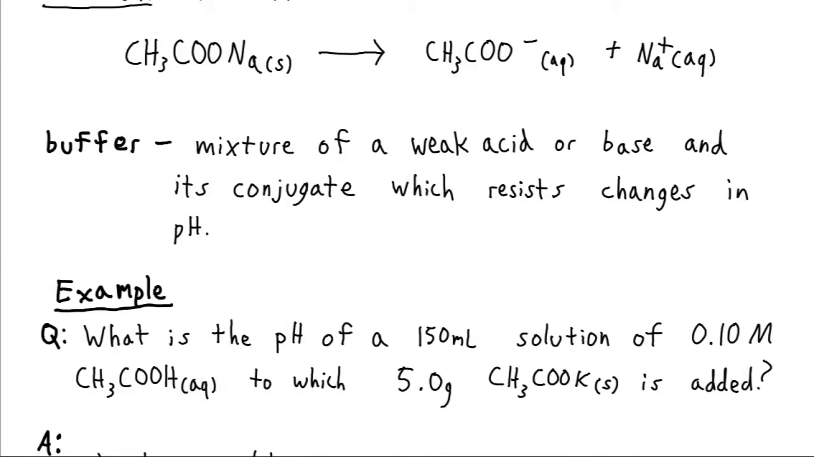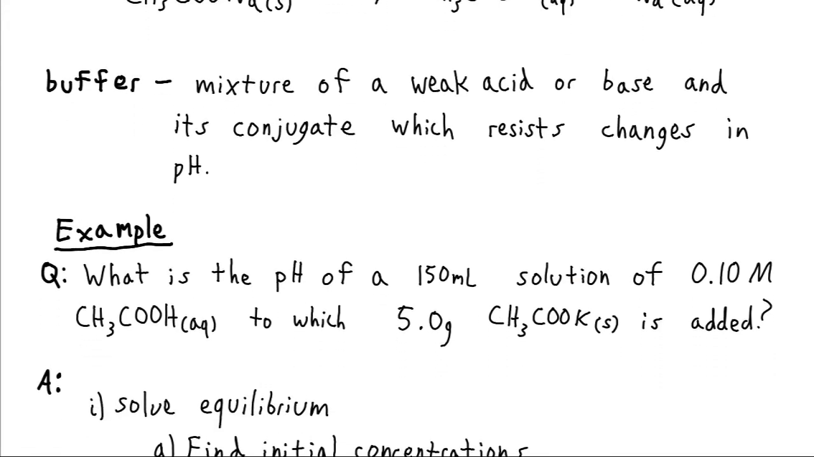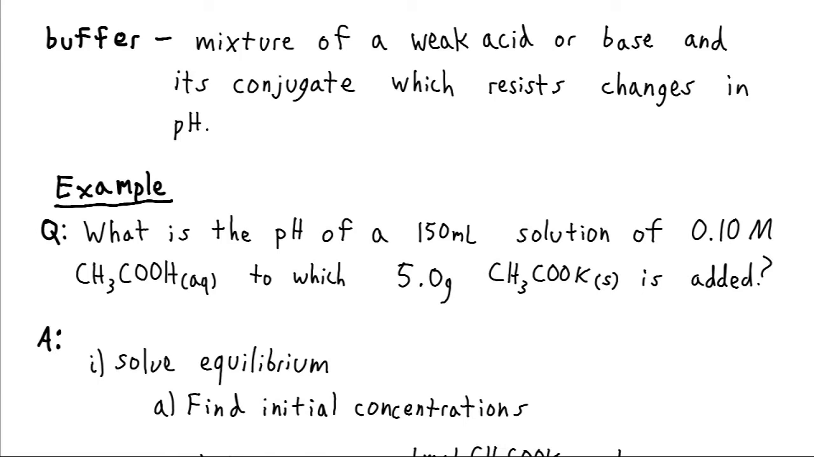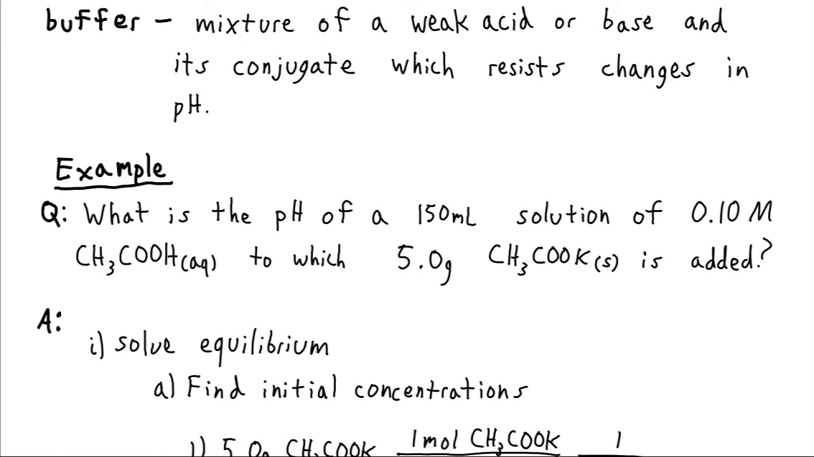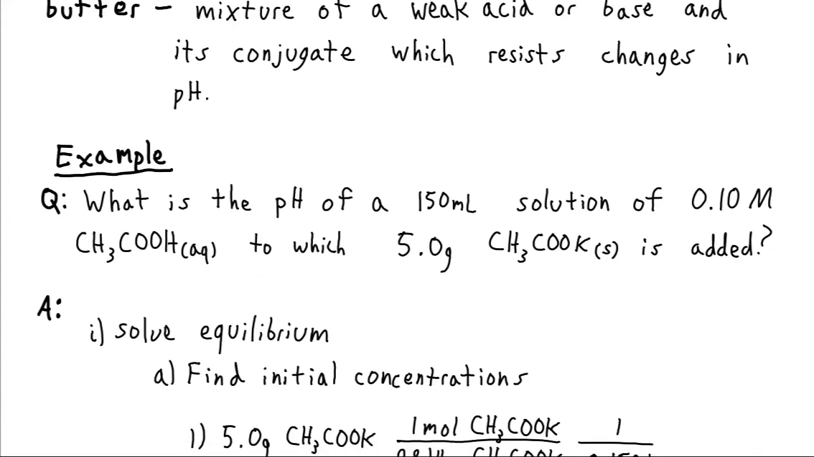So an example of calculating the pH for a buffered system, let's say that we have 150 milliliter solution of 0.1 molar acetic acid, and to supply our additional acetate anion, we'll go ahead and add 5 grams of potassium acetate. Since this is an equilibrium reaction where we have a weak acid, we're going to need to solve an equilibrium problem. And first thing that we're going to do is we're going to find the initial concentrations that we can plug into the first row of our ice table.